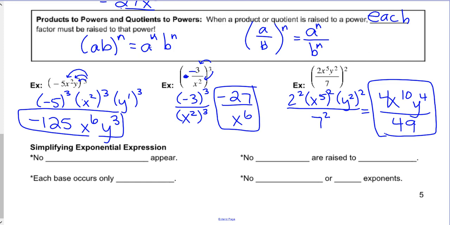Okay, so always make sure that things are simplified. Hence, I've kind of wanted to review here at the bottom of this, simplifying exponential expressions. This is what you want to make sure that you refer to so that you know that you are completely simplified. Or I guess I should say no parentheses appear. Okay, so let's make that plural. No parentheses appear.